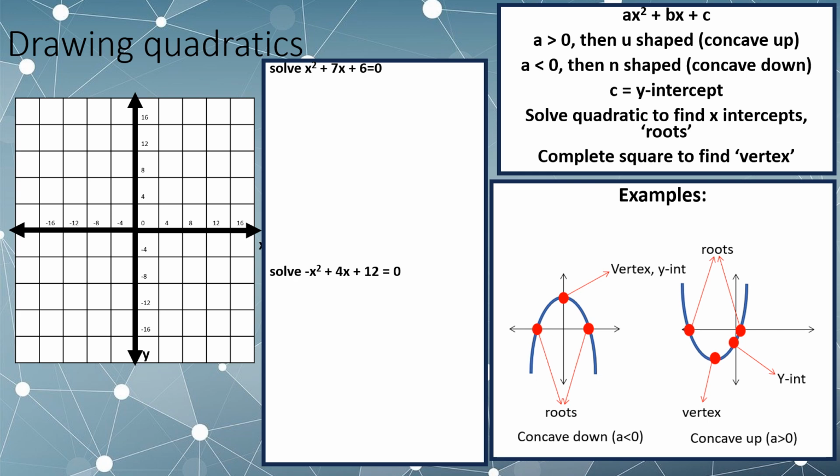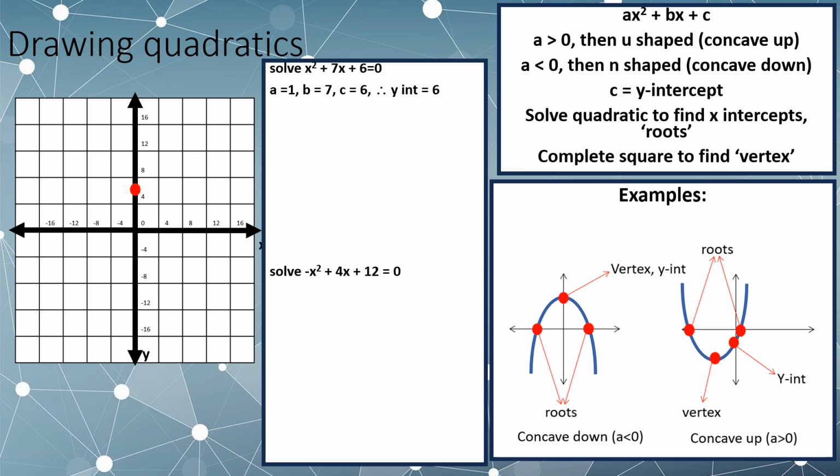So we're asked to solve x squared plus 7x plus 6 equals 0 and sketch. So looking at our values, we have a is equal to 1, b is equal to 7, and c is equal to 6, which straight away tells us that our y-intercept is 6. I'm going to put a dot on the chart to the left where that will be.